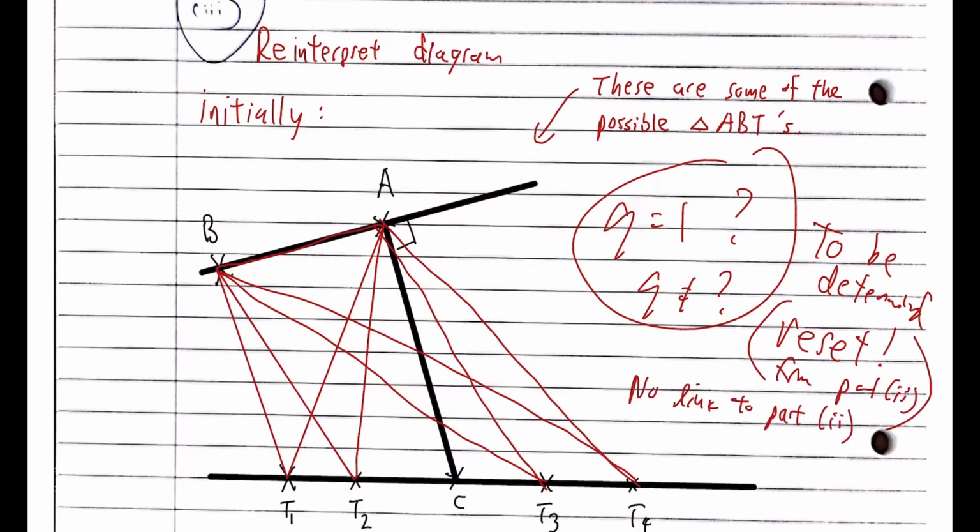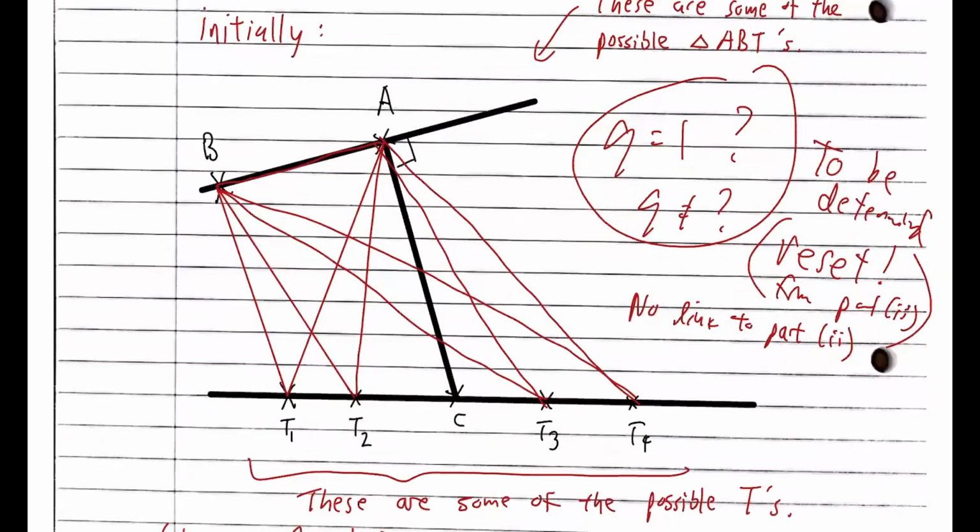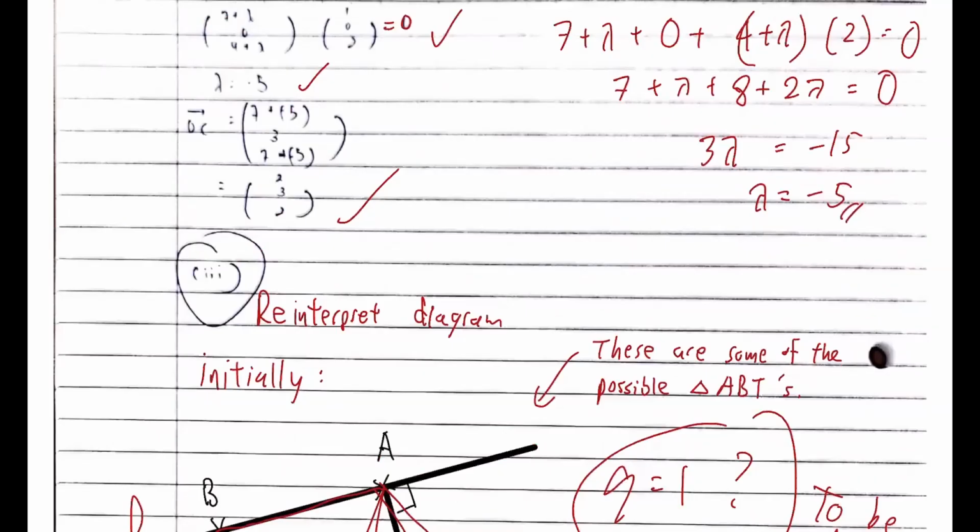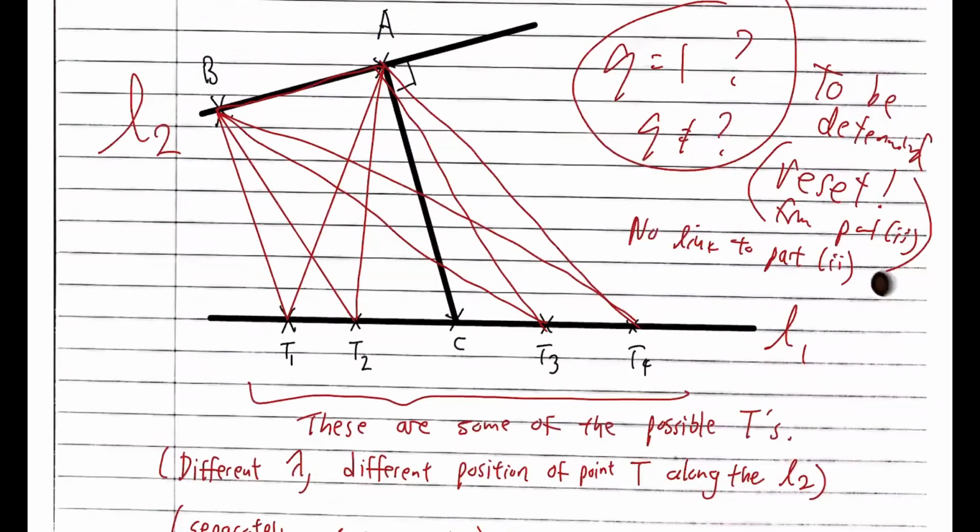Next one is, what does it mean? T be any point on L1. What it means is this diagram over here. This is my L1. There's my L2. T can be any point on L1 means that I have to consider this diagram. T1 or maybe T2 over here, or maybe T3 or maybe T4. T could be anywhere along this line.